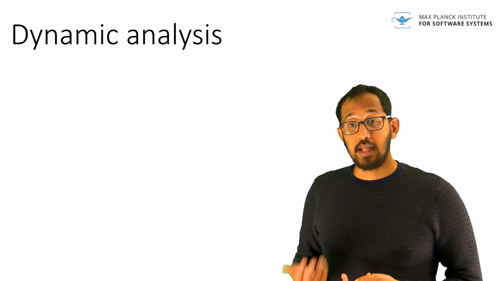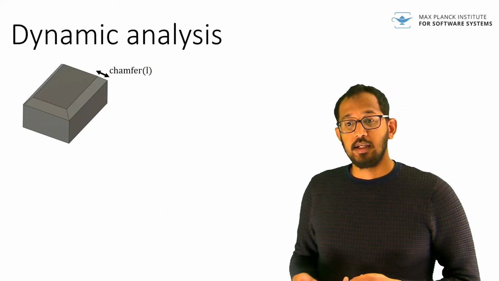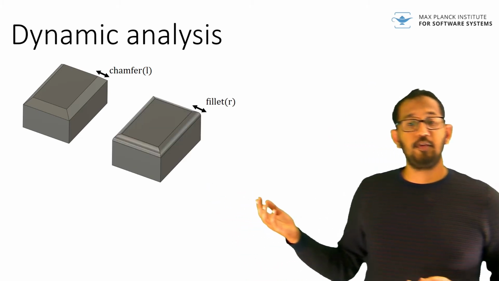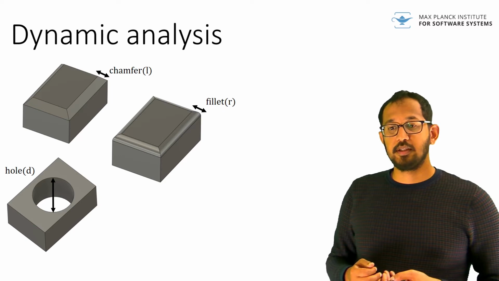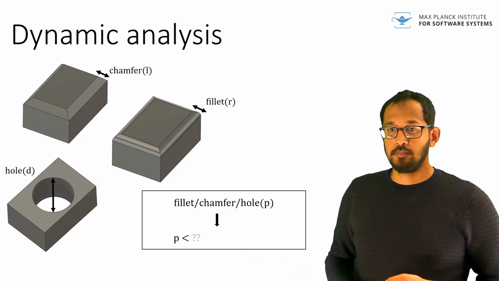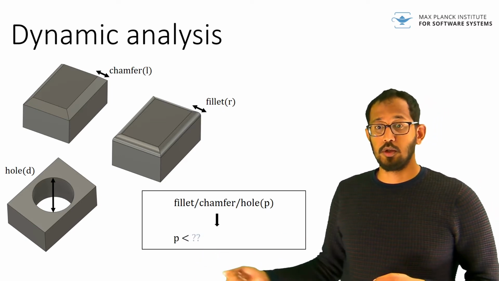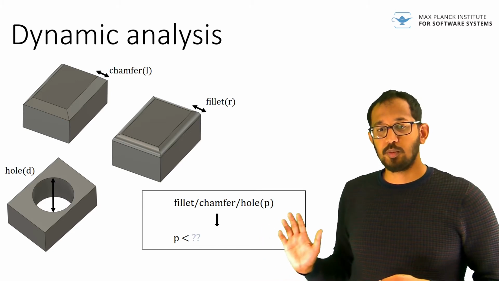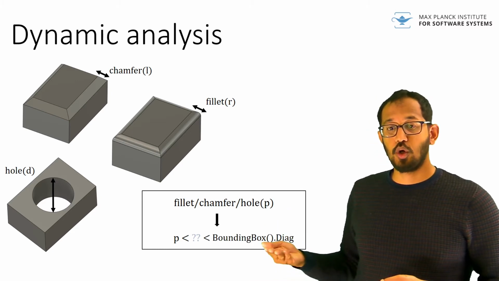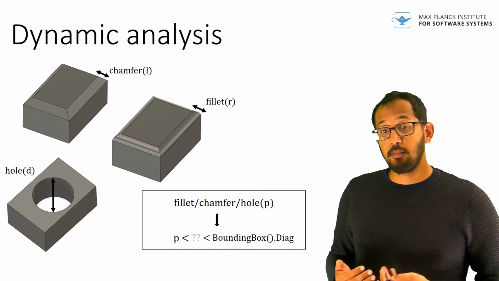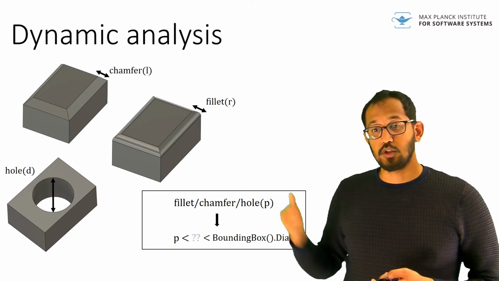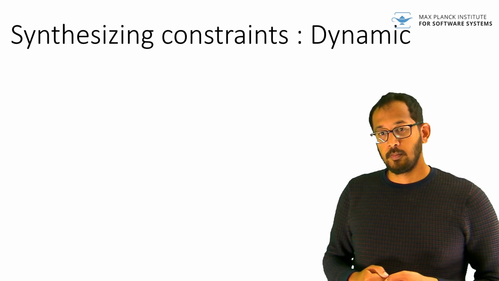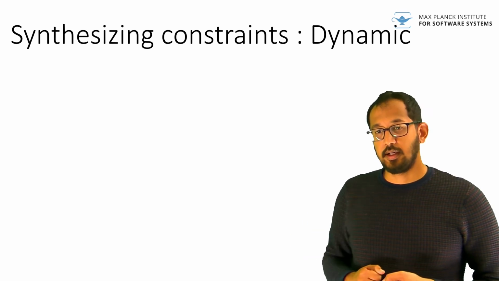Now let's move on to dynamic analysis. Consider operations such as chamfer, fillet, and hole. Clearly, these parameters should be less than some value. We'll get back to this one soon enough, but we can also be sure that these are for sure less than the bounding box diagonal of the intermediary object on which these operate. Let's find this constraint now.